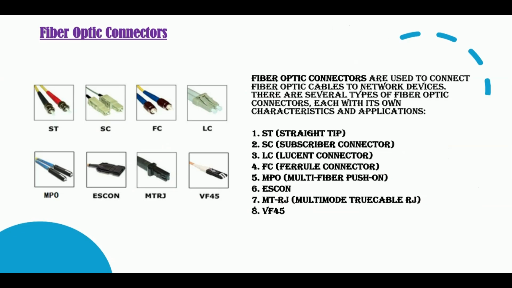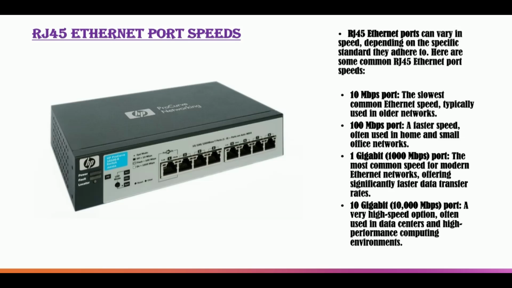Fiber optic connectors. Fiber optic connectors are used to connect fiber optic cables to network devices. There are several types of fiber optic connectors, each with its own characteristics and applications. 1. ST, straight tip. 2. SC, subscriber connector. 3. LC, loose end connector. 4. FC, ferrule connector. 5. MPO, multi-fiber push-on. 6. ESCON. 7. MTRJ, multimode true cable RJ. 8. VF45.